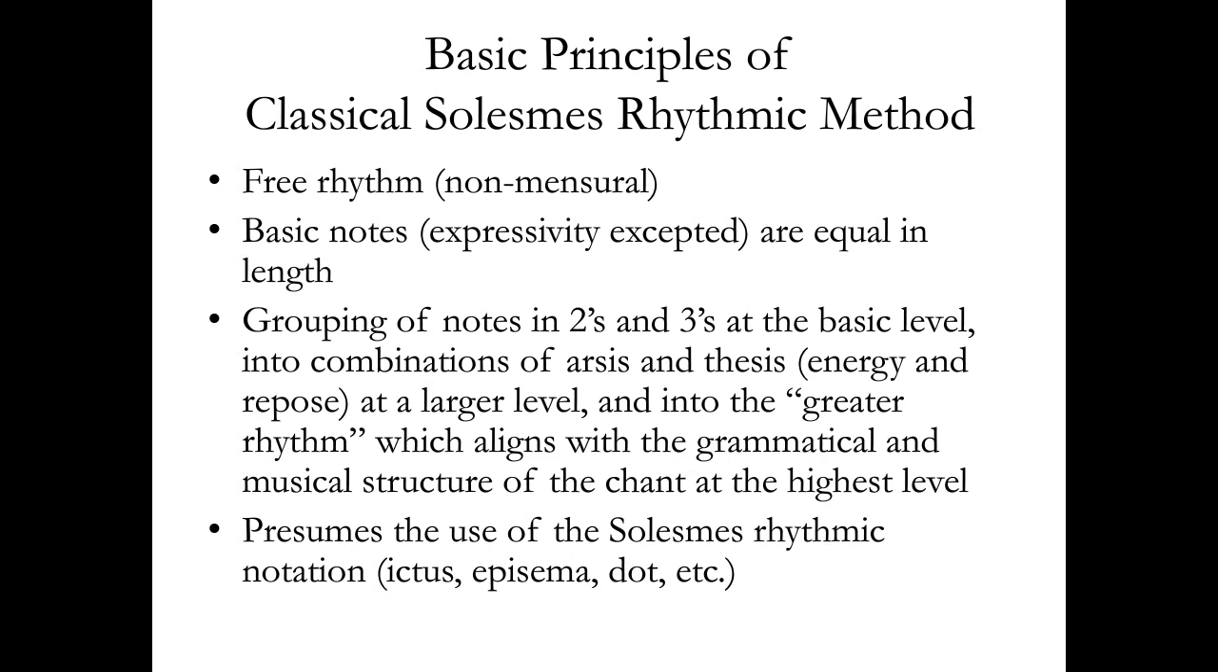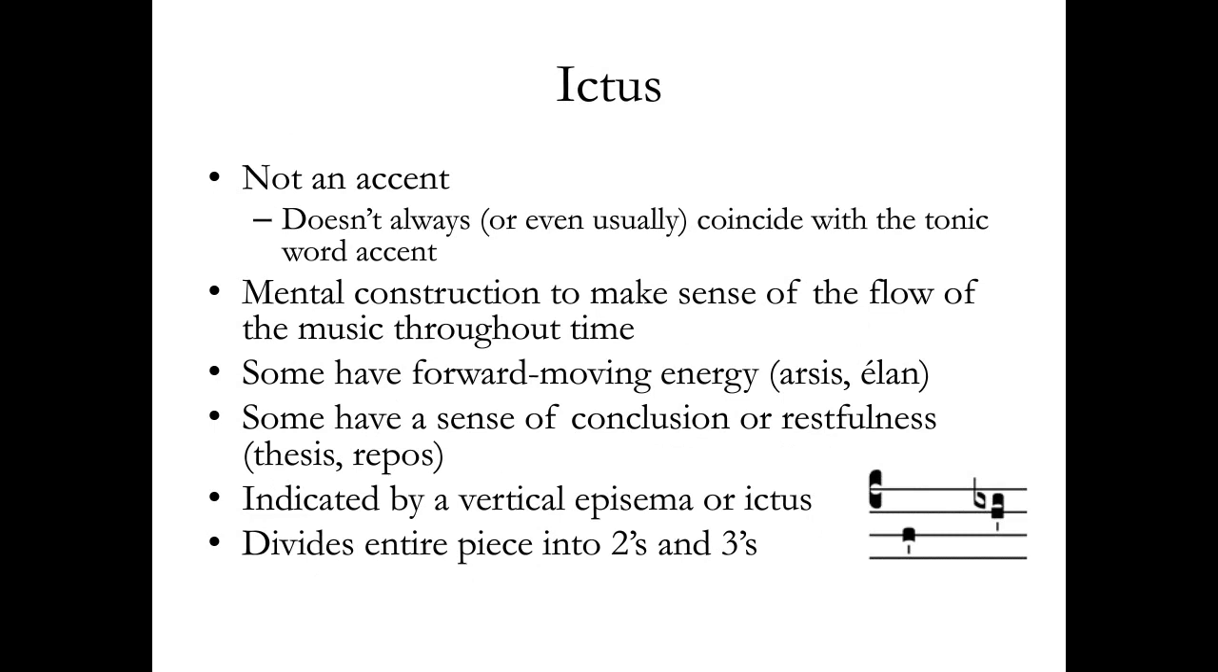And when you're singing according to this method, you're going to see rhythmic notational signs indicated in the score. Things like a dot or the episema, that horizontal line that looks like a tenuto mark, or something called an ictus. What is an ictus? An ictus is not an accent. It's kind of just a mental construct to help you understand the sense of the music throughout time. An ictus sometimes has forward-moving energy, or it can feel like a resting point. And these are what we call an arsis or a thesis, that point of an ictus moving the energy forward in arsis, or the ictus marking a spot where mentally, we notice this place feels like it's at rest.